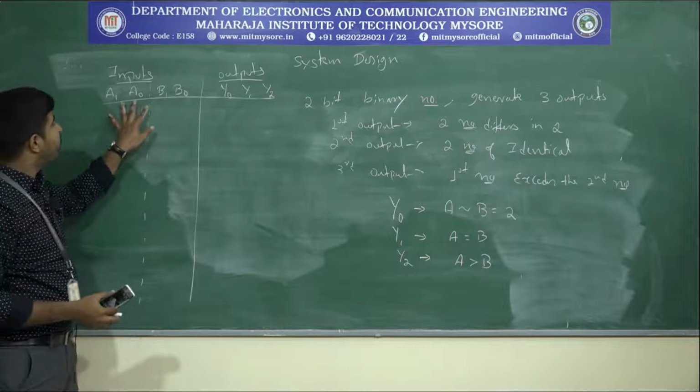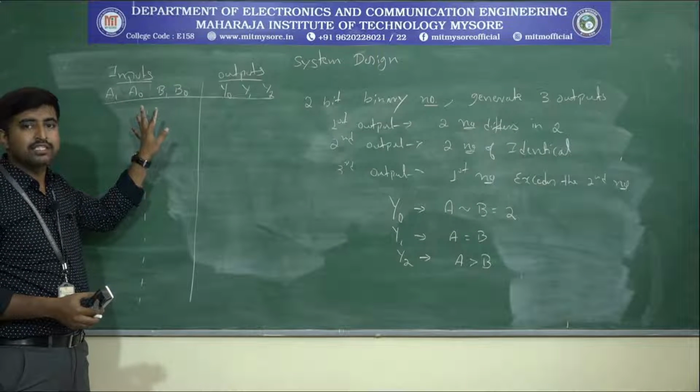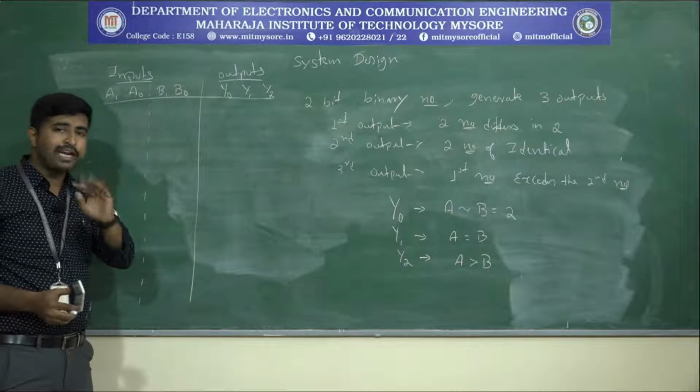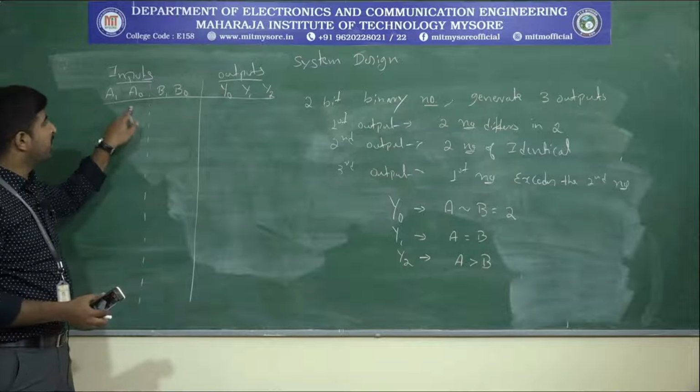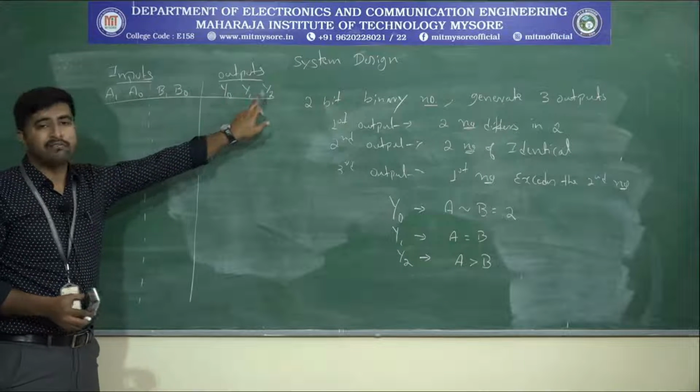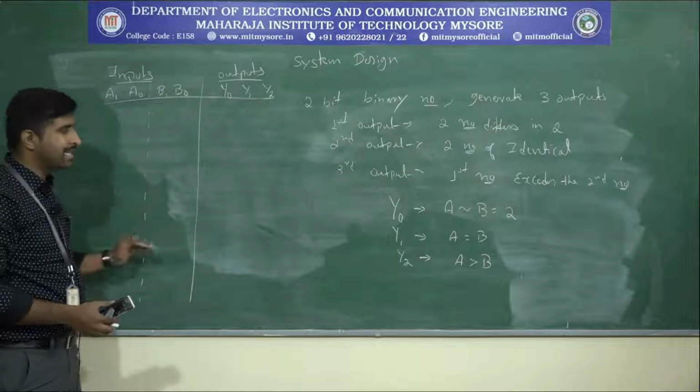Since we have 4 bits, the input is actually 2 inputs only, but when we consider the individual ones, there will be 4 inputs, A1, A0, B1, B0, and 3 outputs, Y0, Y1, Y2. Let's construct the truth table.